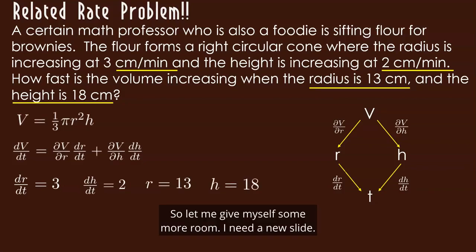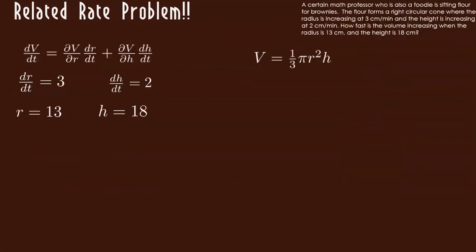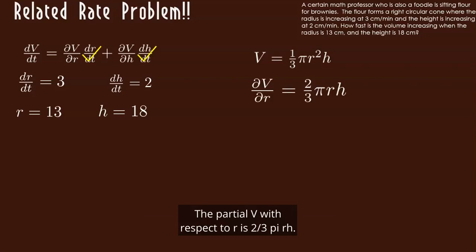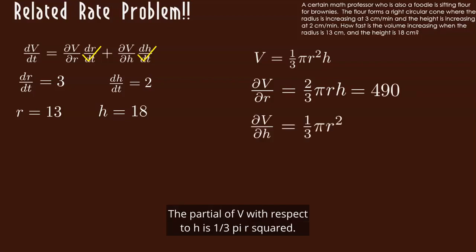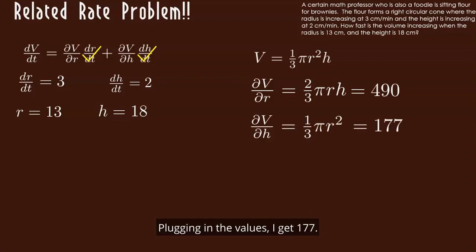So let me give myself some more room. I need a new slide. So I have this. I've got the formula for dv dt. I've got some of the information I need. I already have dr dt and I have dh dt. I need my partials. The partial of v with respect to r is 2/3 pi rh. Plugging in the values for r and h, I get 490. The partial of v with respect to h is 1/3 pi r squared. Plugging in the values, I get 177.